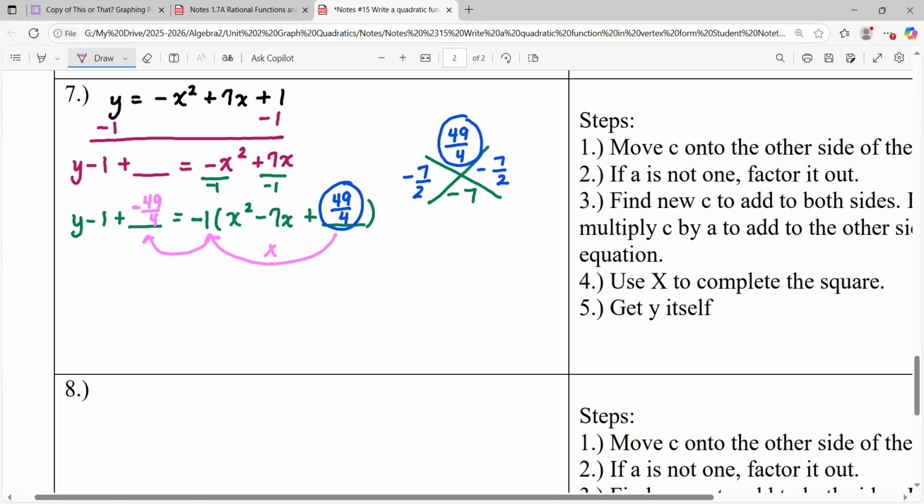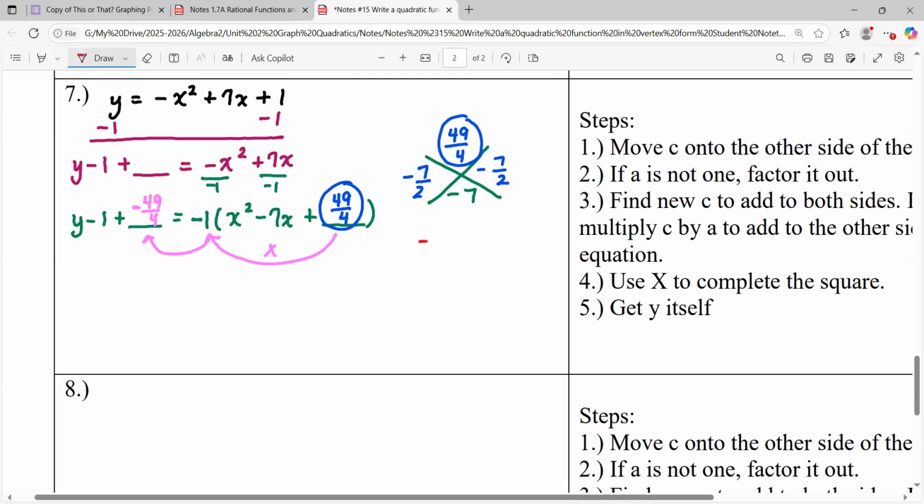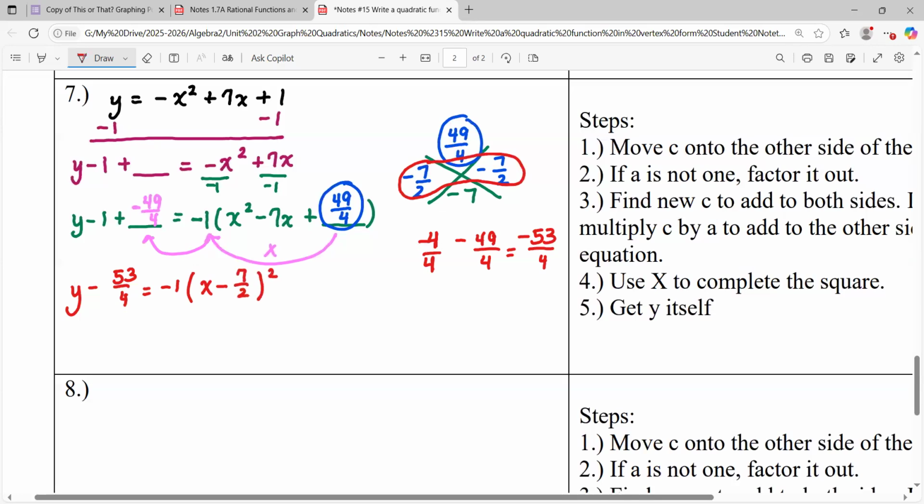Okay, so now what do I have to do? I have to add negative 1 and negative 49 over what? 4? But don't you just put a common denominator? So isn't it just 4 over 4 equals 1? Okay, so what is that going to be? Negative 53 over 4. So y minus 53 over 4 equals negative 1 times x minus, what's half of the coefficient of my x? 7 over 2, squared.